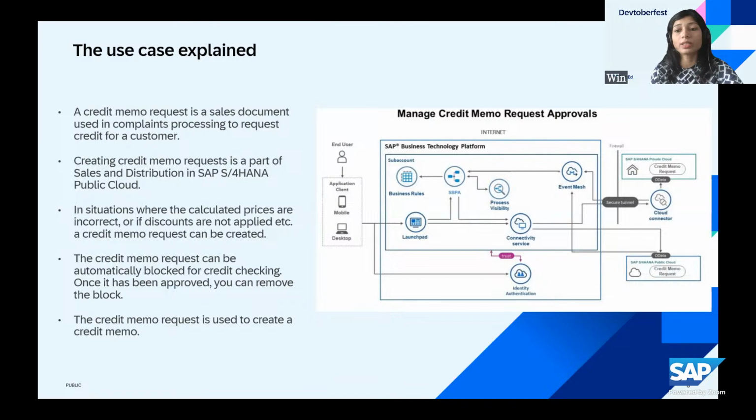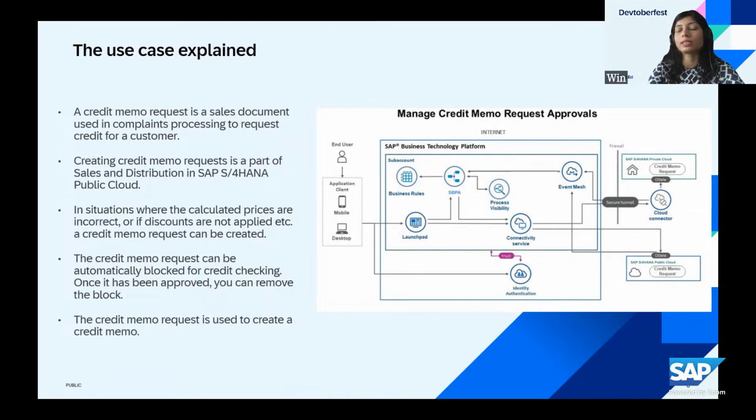And what use case are we going to use today? The use case that we want to use today is a credit memo request. It is called manage credit memo request approvals, and this is the diagram that we have. We can have credit memo requests for both private cloud and public cloud, both for S/4HANA.